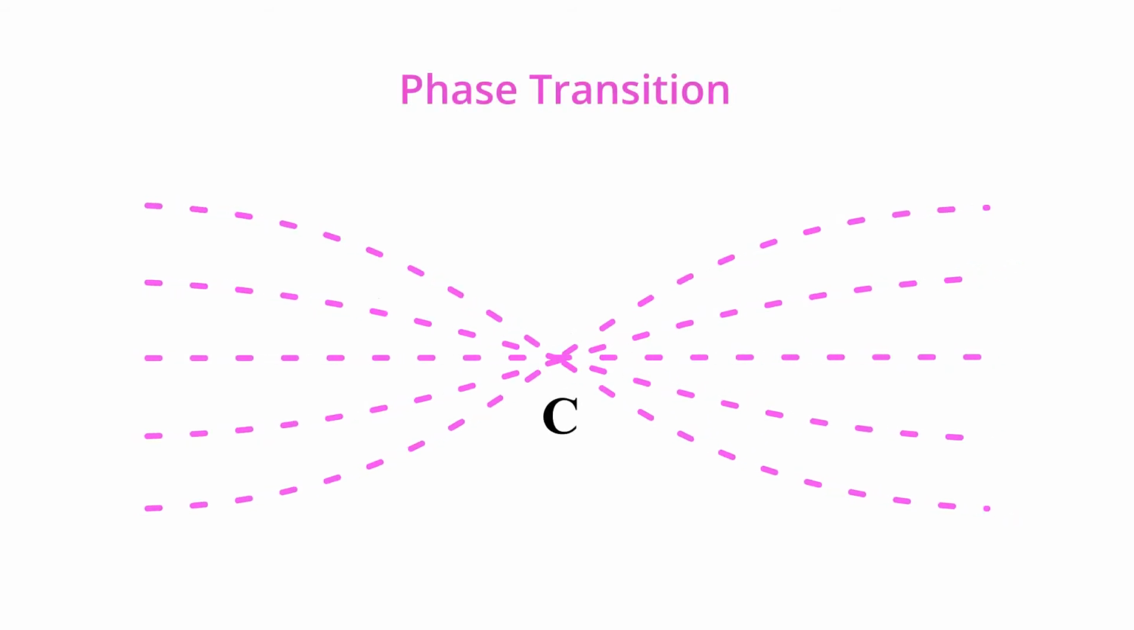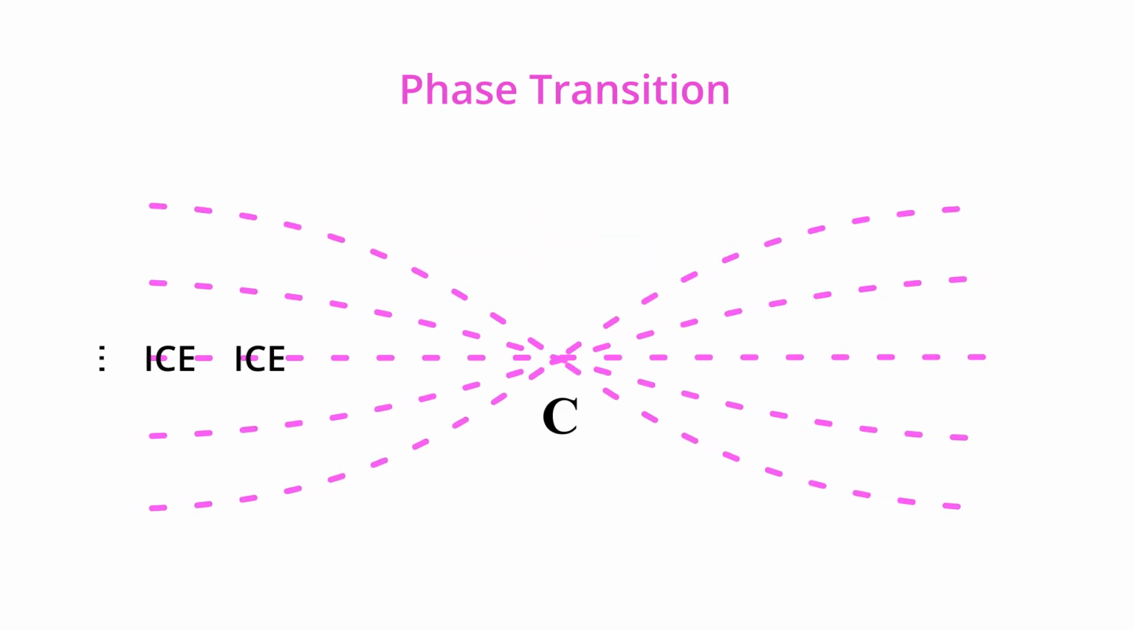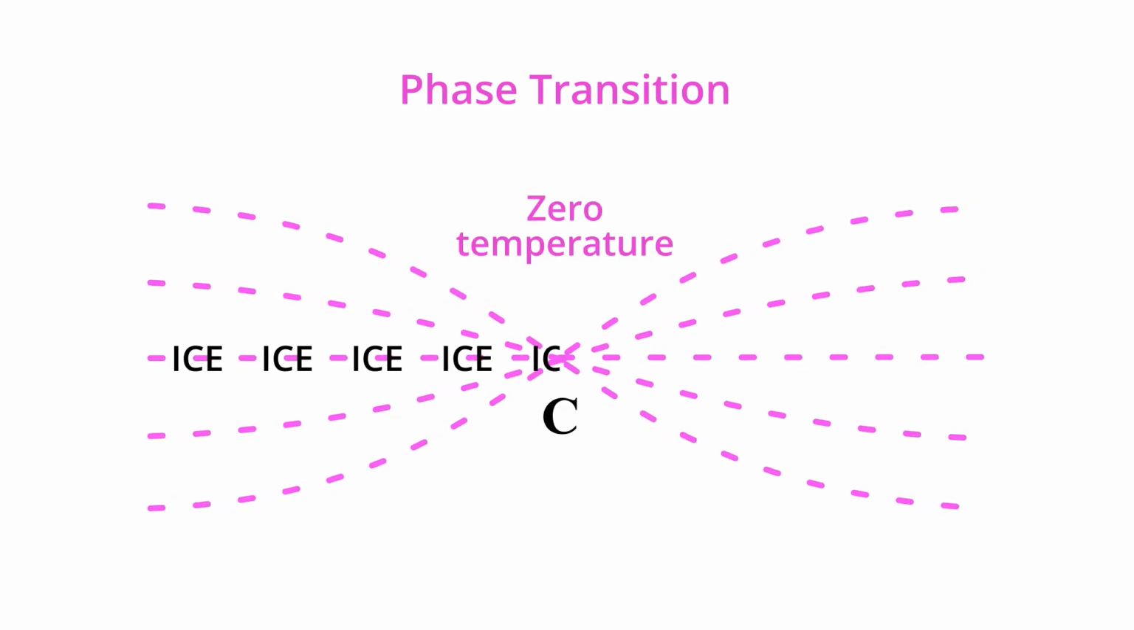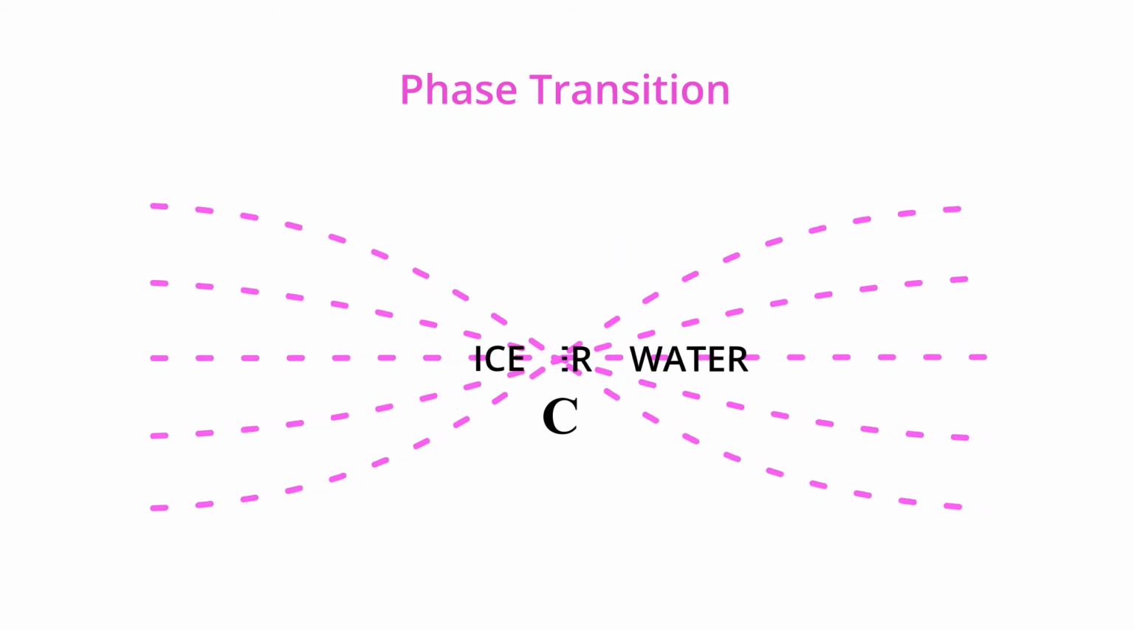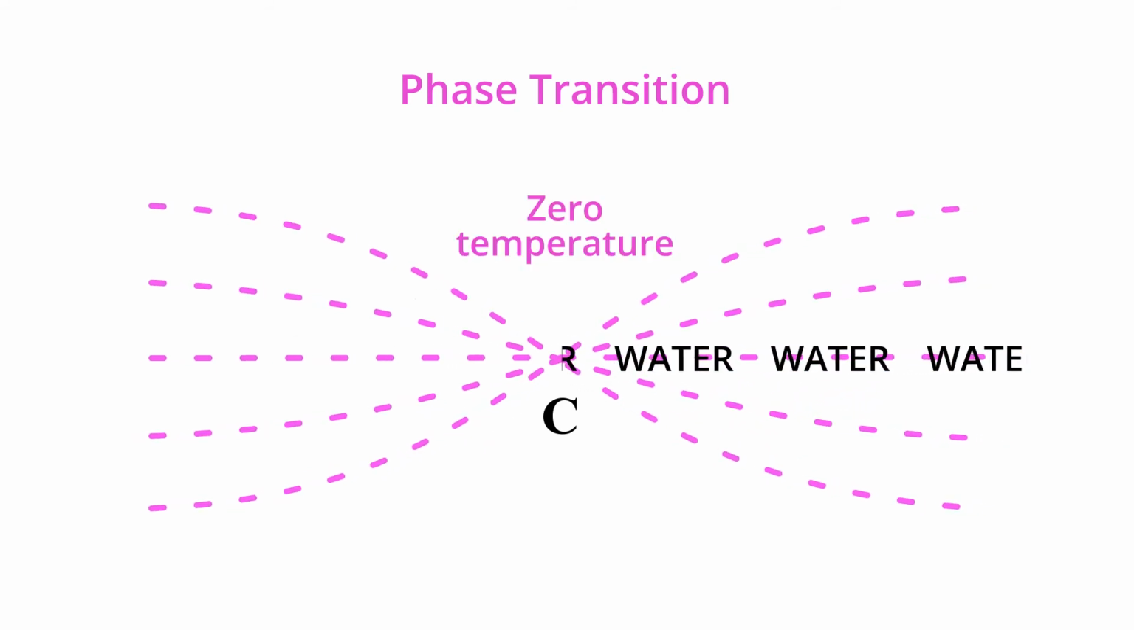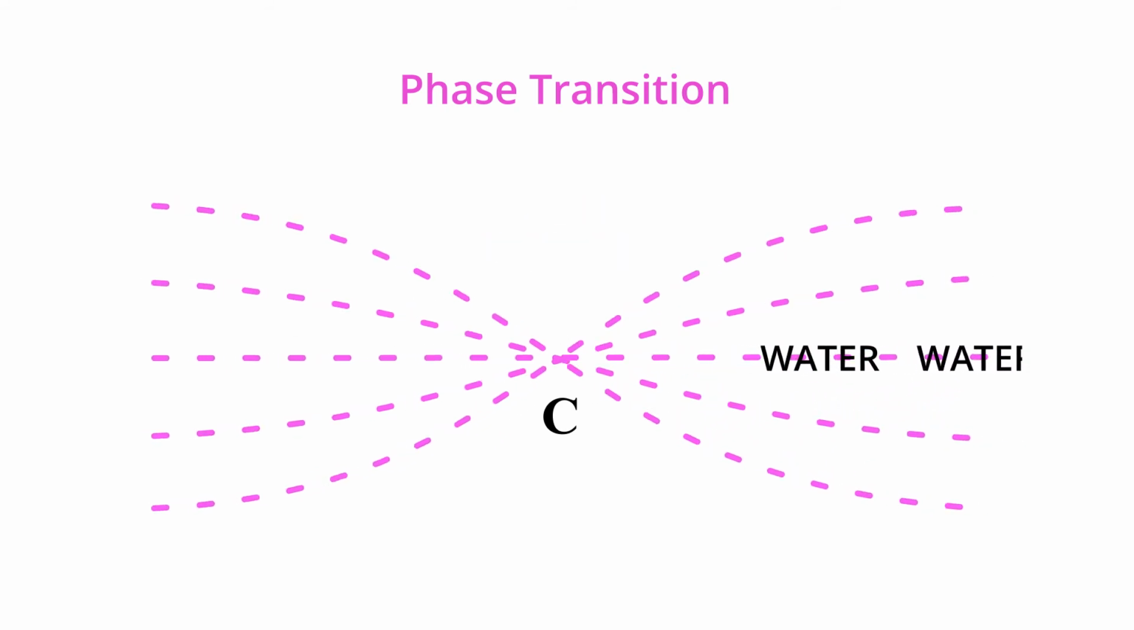Phase transition. This model represents a set of fundamental interrelationships. The left side represents the state before phase transition. The right side represents the state after phase transition. C represents the critical point. For example, ice exists in solid form. When temperature reaches the critical point of 0 Celsius degrees, it transforms into its liquid form, water.